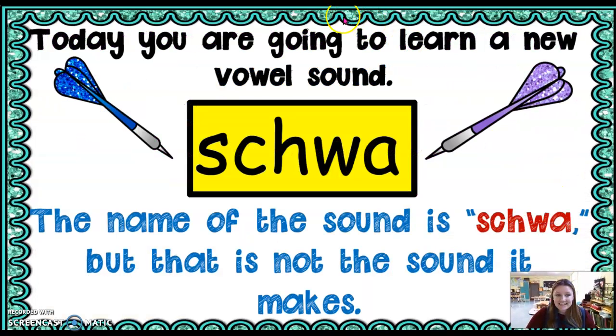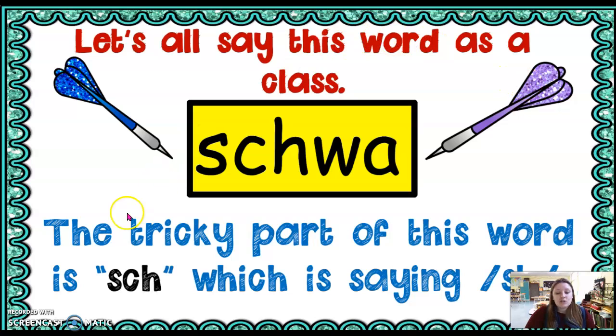All right, today we're going to learn a new vowel sound, and it's called schwa. I want everyone to say schwa. I love to say it, schwa. That's not the sound it makes, that's just the name for it. The tricky part of this word is the SCH, which actually makes a sh sound. So I have schwa, schwa.